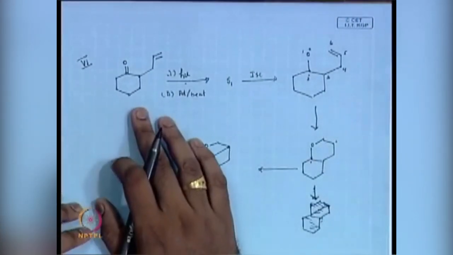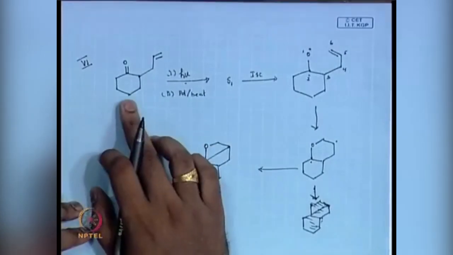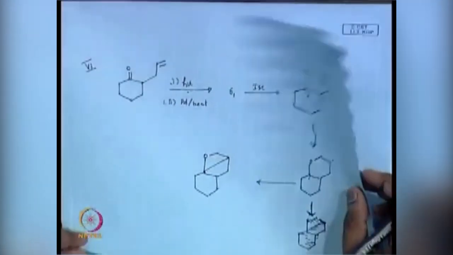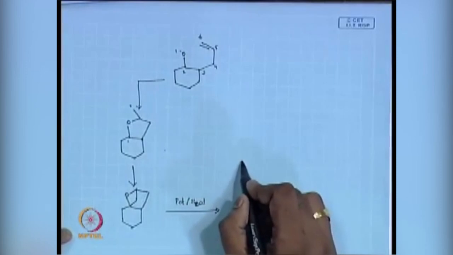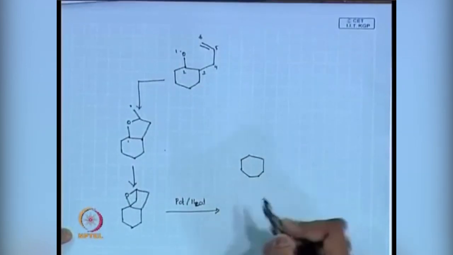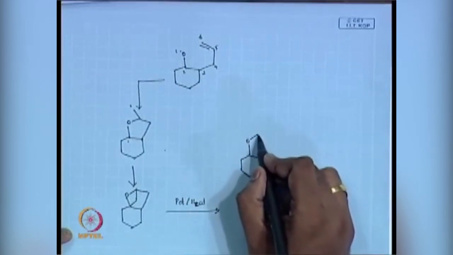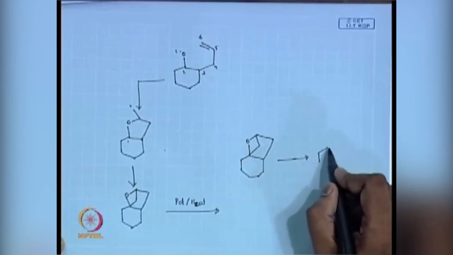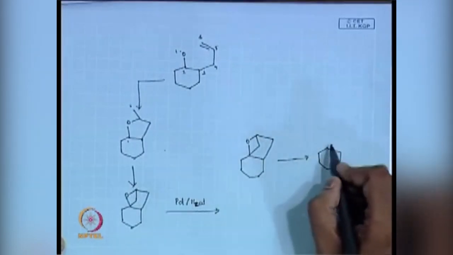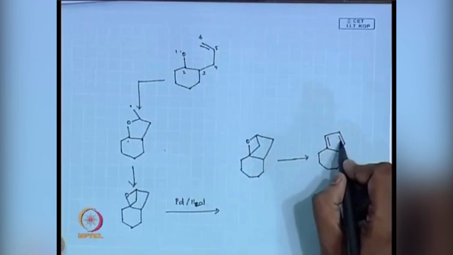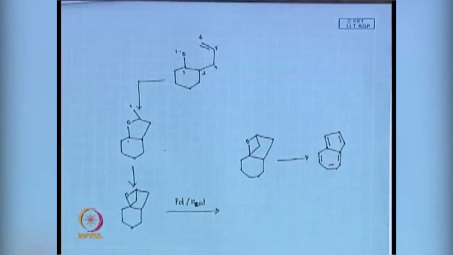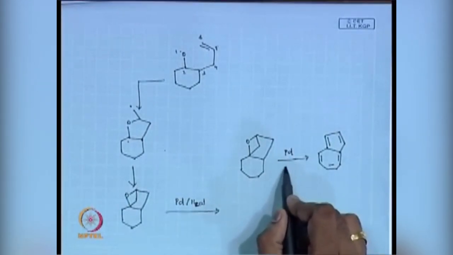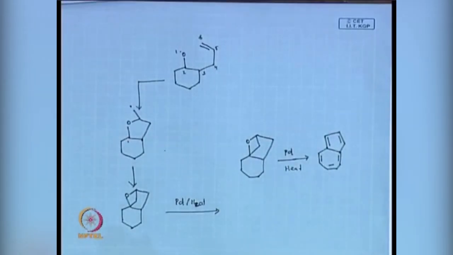Same example, if I do it with the 6-member, right? If I do it with the 7-member, then just think of 7-member instead of 6-member. So if it is 7-member, what do you think? I will just give a clue. If I am doing the same reaction in 7-member, I get this type of product. What is this? You get nice azulenes.